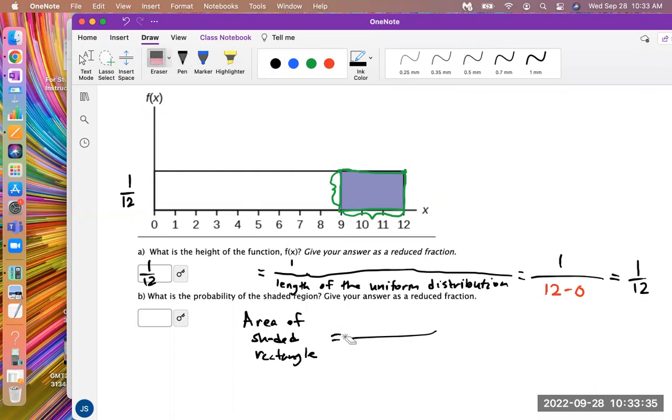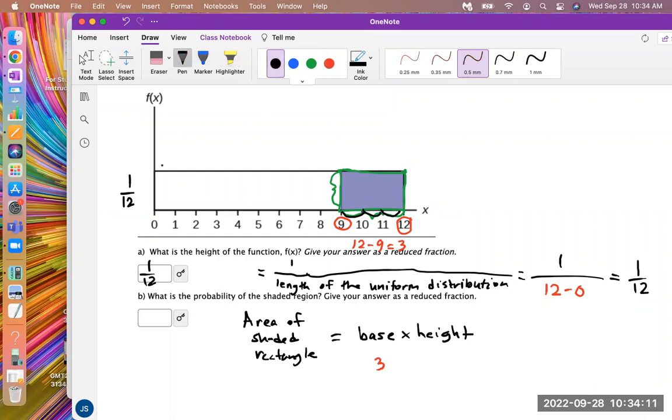The formula for the area of that rectangle is length times width, or base times height, however you want to say it. It's the long side times the short side. So the base is going to be 3. To find the length of that base, you take the endpoints again and you subtract them. So that's 12 minus 9, which is 3. So the base of that rectangle is 3.